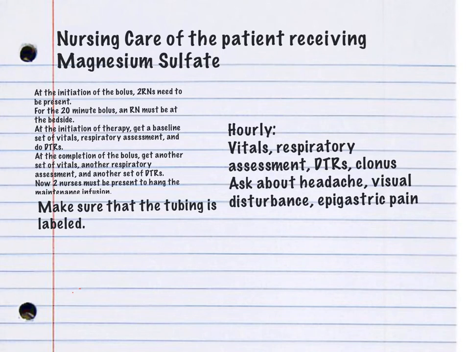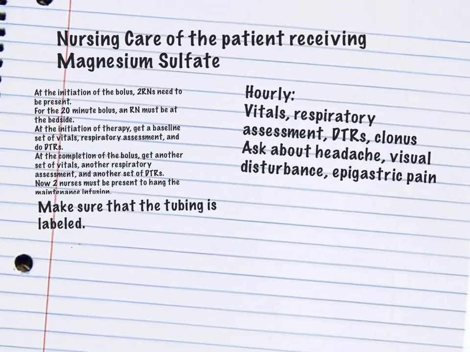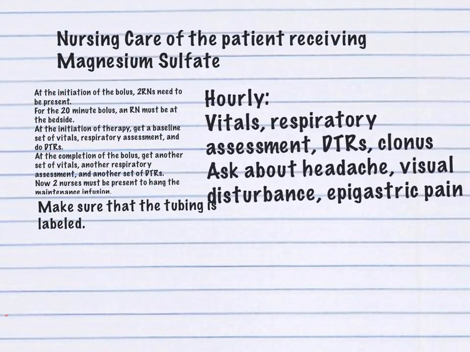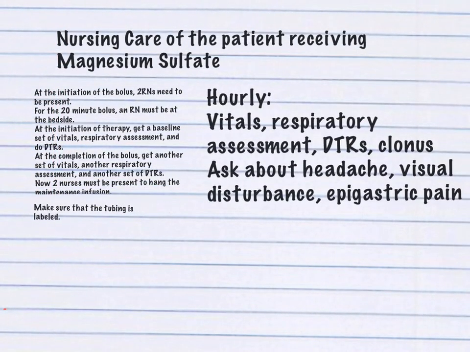Okay, so this is your mag check. Every hour you're going to do these things. So this is called a mag check. Also hourly, you are going to do I and O and make sure that that person's renal function is adequate to handle the magnesium.